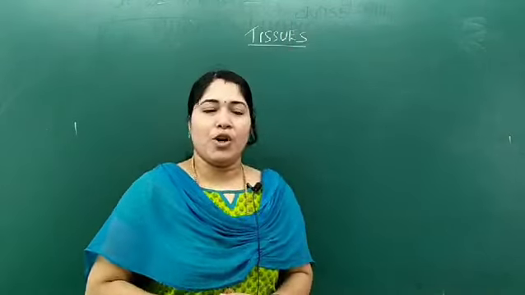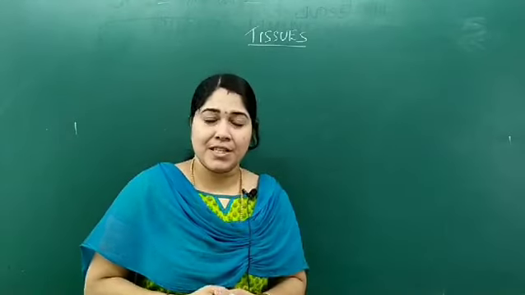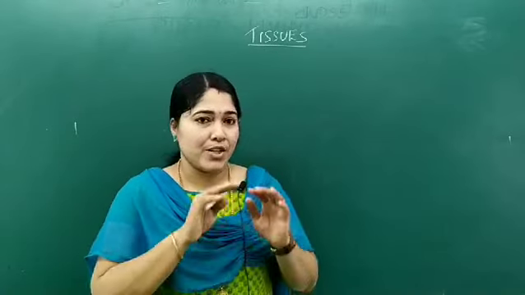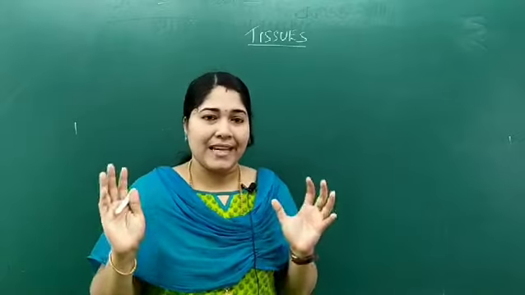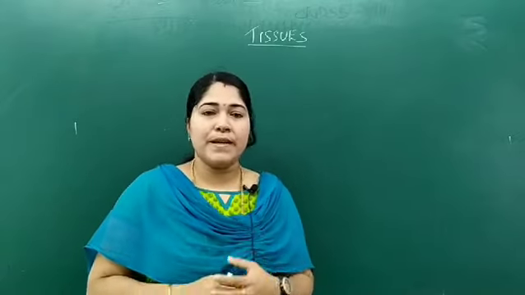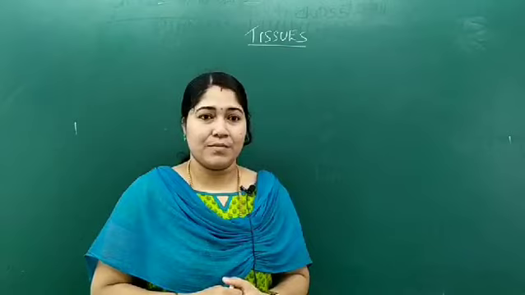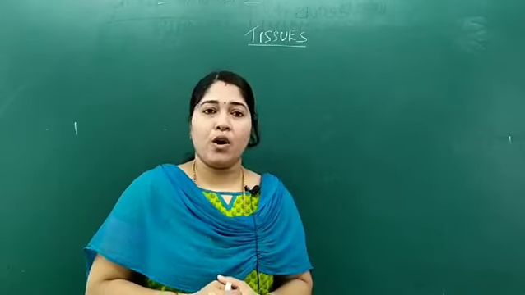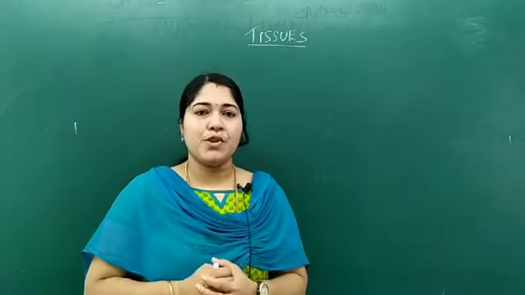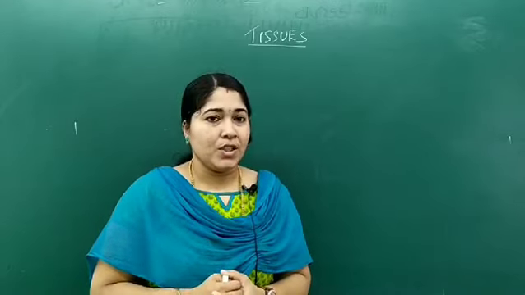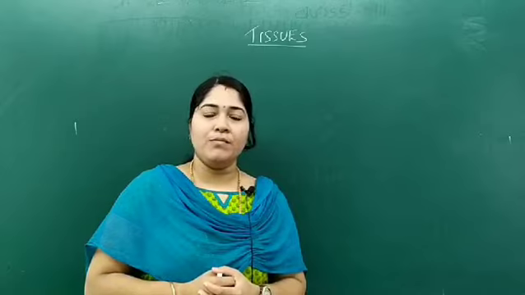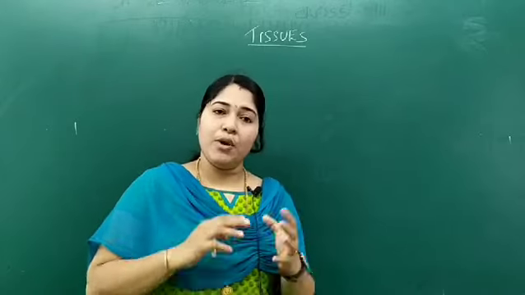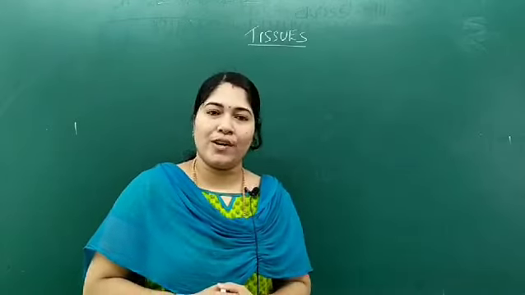I hope you know what we call a tissue. In the previous class I mentioned the hierarchy, how organisms are formed. Cell is the basic unit of all living organisms. As I told, from cells, groups of cells join together to form tissue. Groups of tissues join together to form organ. Groups of organs join together to form the organ system, and a number of organ systems together form the organism.